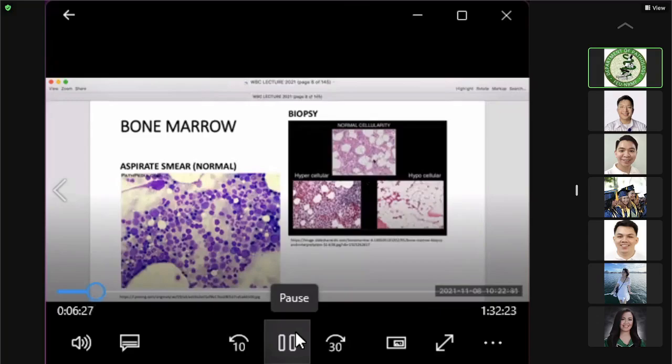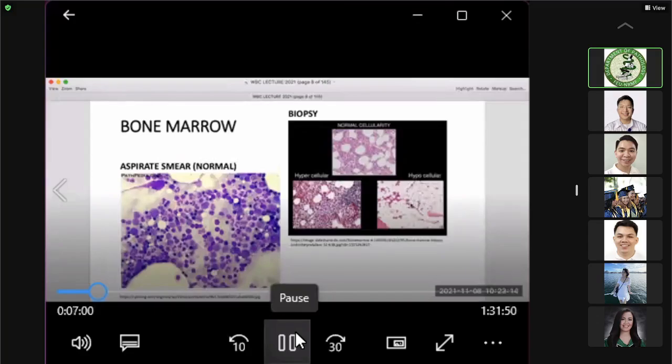So if we see something like this, the cellularity of the bone marrow biopsy would depend on the age of the patient. But generally, if you see something like this, it seems that this has normal cellularity. If you see more of the cellular elements compared to the fatty tissue or fat cells, then it is a hypercellular marrow. And if you see little amount of cellular element compared to the fat, then it seems to be a hypocellular marrow.